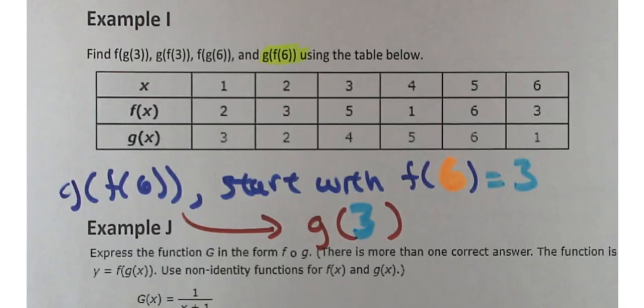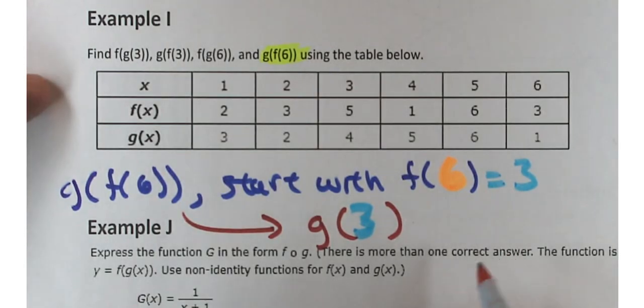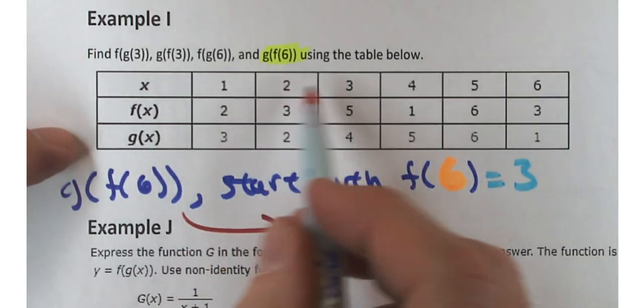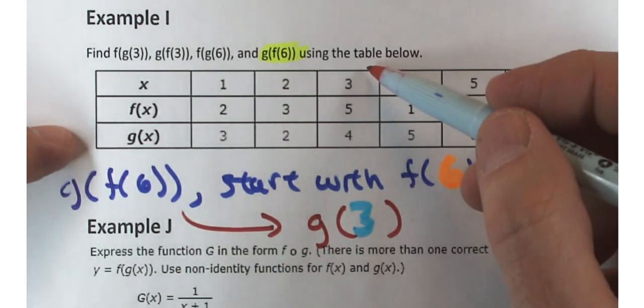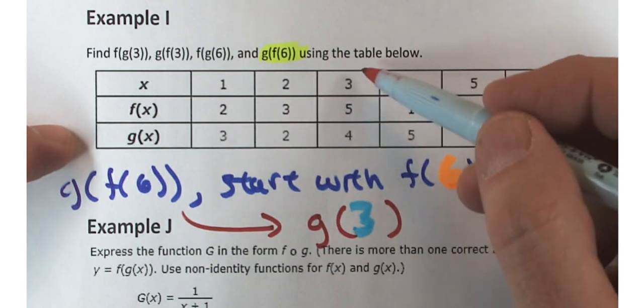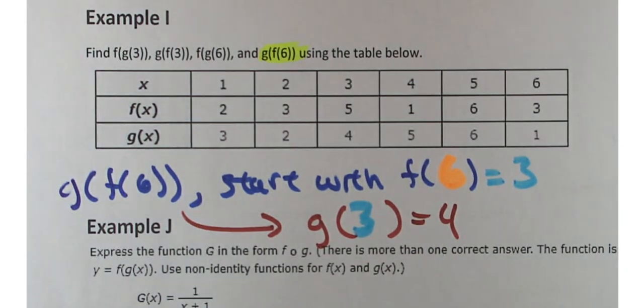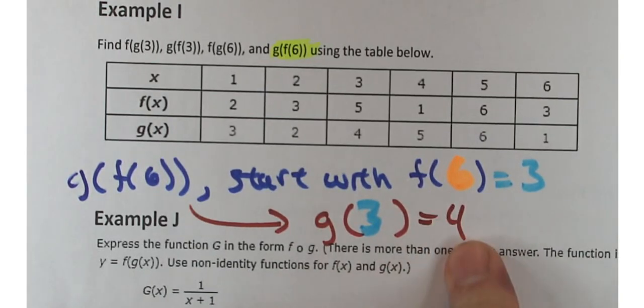And who haven't I heard from in a while? Leo, what's g of 3 going to be, please? 1, 2, 3. There's x equals 3. What do we get for g when x equals 3? 4. There we go. So g of f of 6 gives you a total of 4. Nice. You okay with that? All right.